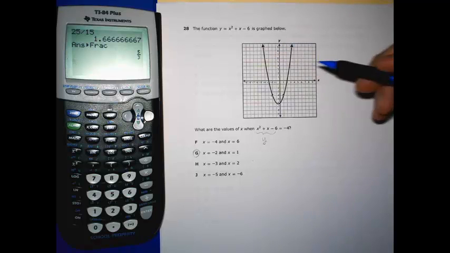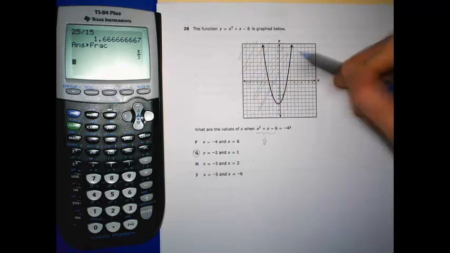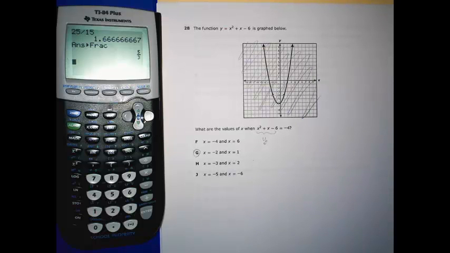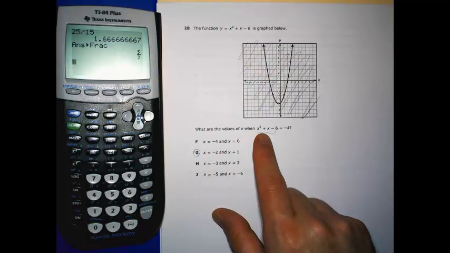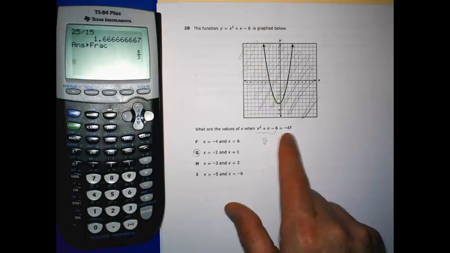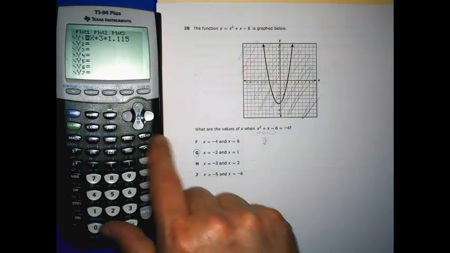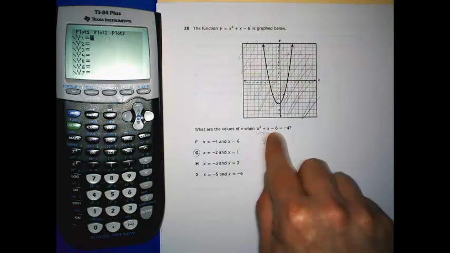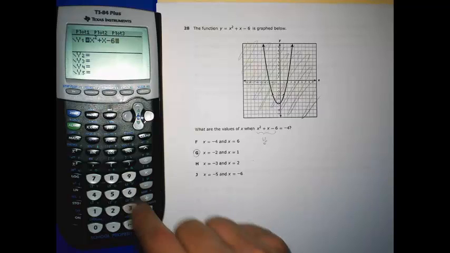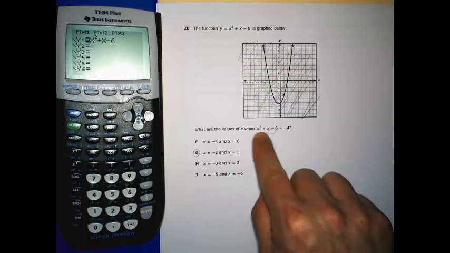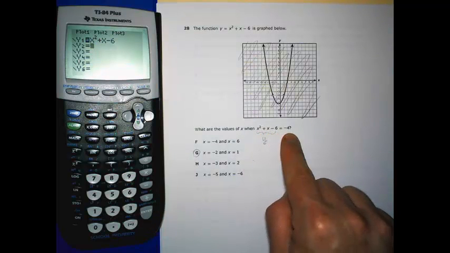Now, I want to take this opportunity to say, let's say that I do not have this graph, and the problem says just this. What are the values of x when x squared plus x minus 6 equals negative 4? What you can do is go ahead and turn on the calculator, clear your y value, and enter this equation: x squared plus x minus 6. So basically, I put this function in the calculator, and this function says that equals negative 4.